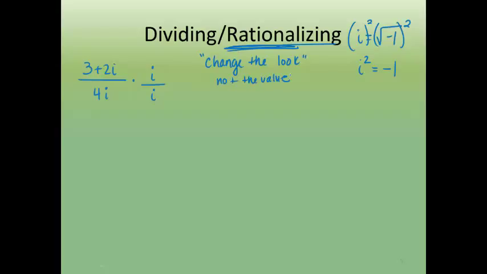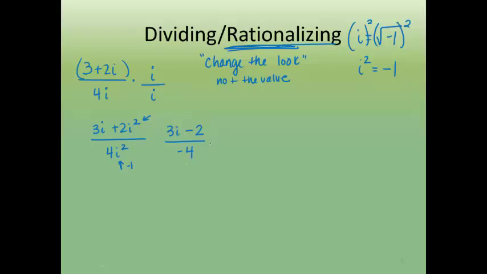All right, well, let's go ahead and multiply. In the numerator, it's just distributing an i. So I get 3i plus 2i squared. In the denominator, I get 4i squared. Now let's take care of those i squareds. So in the top, this becomes 3i minus a 2. Well, why? Because i squared is negative 1. In the denominator, it becomes negative 4 because i squared is negative 1.